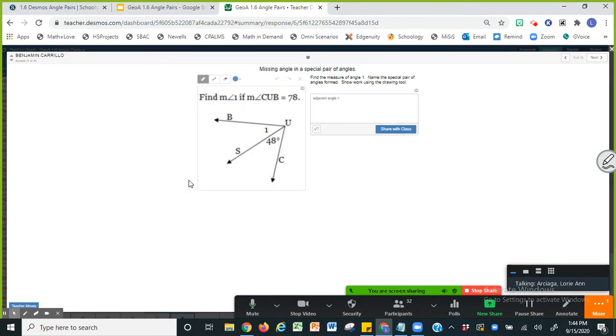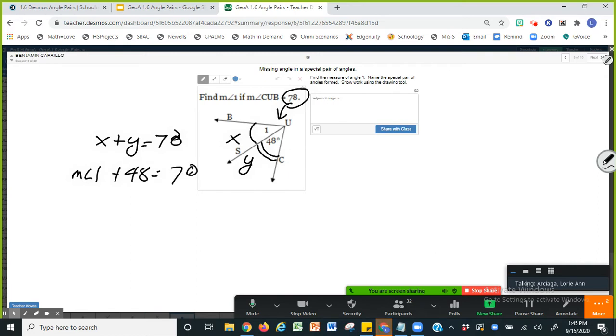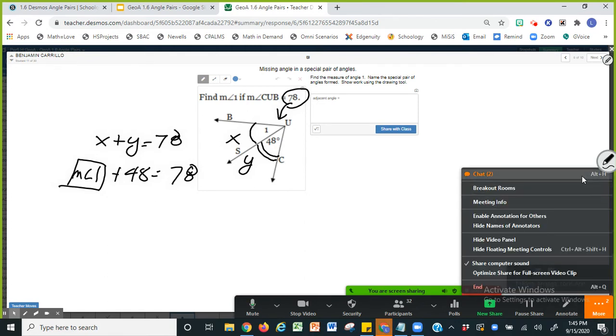All right. So find the measure of angle 1. If you add these two together, Ben, they should equal this one, because CUB means the whole angle, so that's 78 degrees, right? So if this is my x and this is my y, if you add x and y together, you should get 78. But x is for angle 1, and the y is the 48. There you go. So you need to get this by itself, okay? So what will you do with 78 and 48? Can you take it from there?